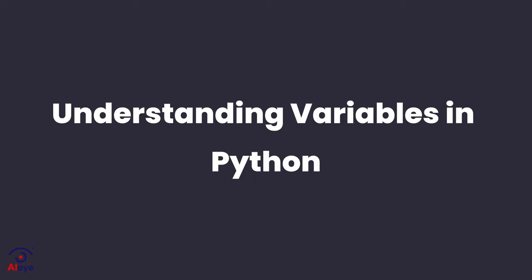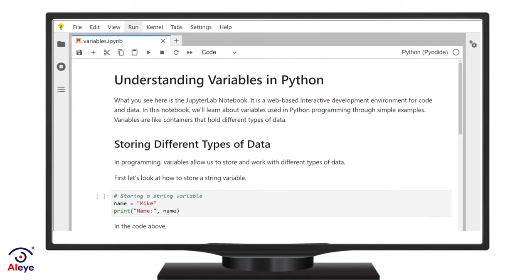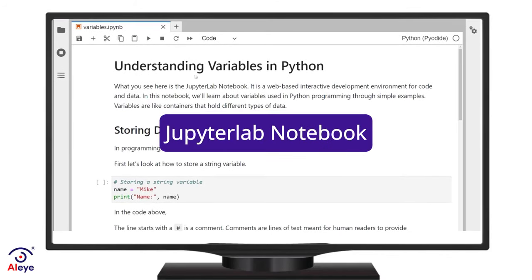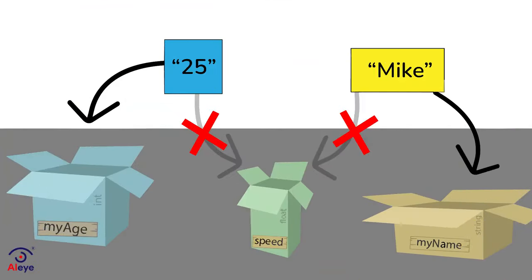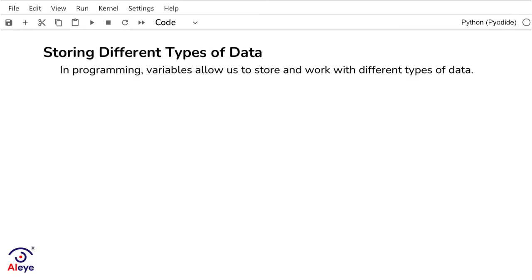Understanding variables in Python. What you see here is the JupyterLab Notebook. It is a web-based interactive development environment for code and data. In this notebook, we'll learn about variables used in Python programming through simple examples. Variables are like containers that hold different types of data, storing different types of data. In programming, variables allow us to store and work with different types of data.